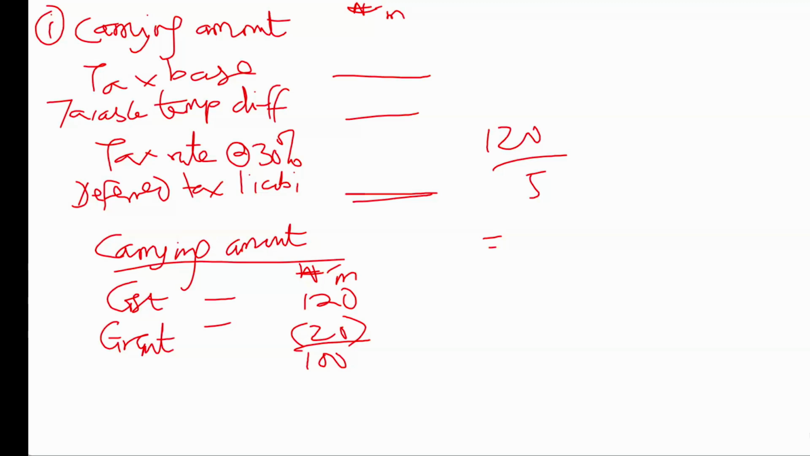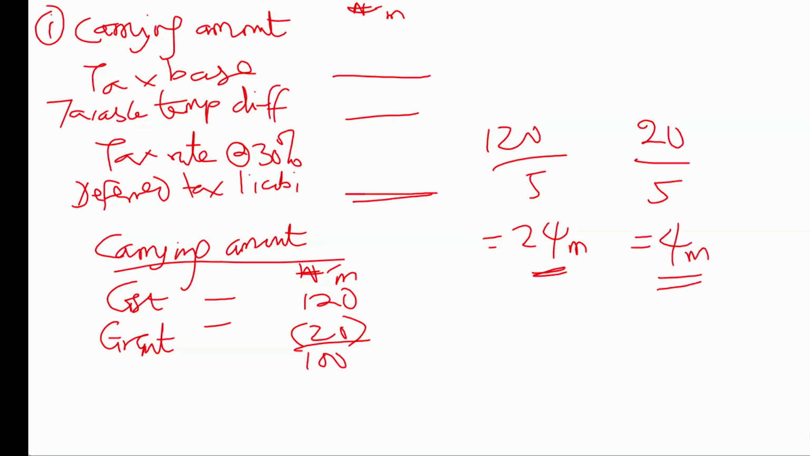And that should give me 24. But this 20 million, I have not recognized it. How am I going to recognize it? I will recognize it as a liability. When you have not earned an income and you receive it, you take it as a deferred income. So you take it to liability, divide by 5, 4 million.